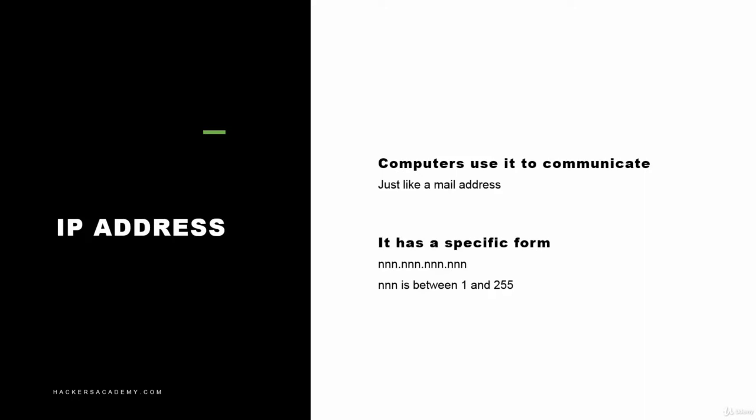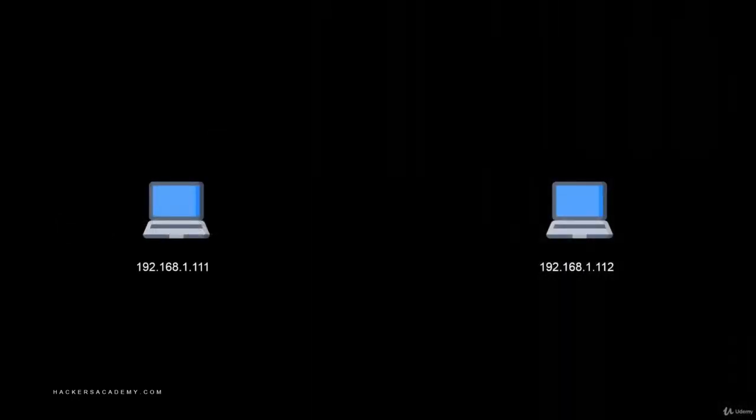Let's take the example of these 2 computers on the network. On one side, we have a computer with the IP address of 192.168.1.111. And on the other side, we have another computer with the address of 192.168.1.112. These are the IP addresses associated with these 2 different computers. And these are the IP addresses that these computers use when they want to talk and communicate with each other.